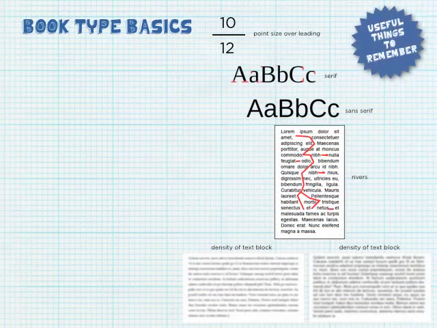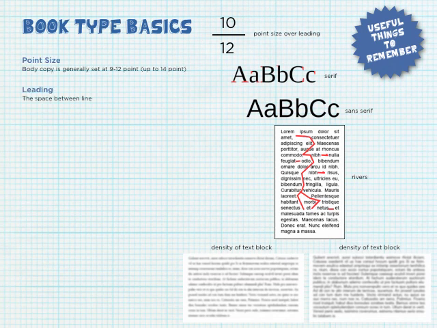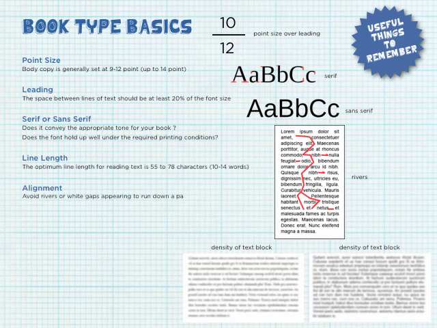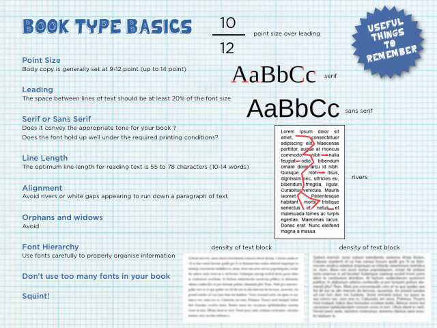If you're new to typography, here are a few basic rules just to get you going. Point size: body copy is normally about 9 to 12 points, up to about 14 points. The leading refers to the space between the lines and is normally set at around at least 20% of the font size. Serif or sans serif fonts: you have to use what's appropriate for the book, but also bear in mind how you're going to get it printed.